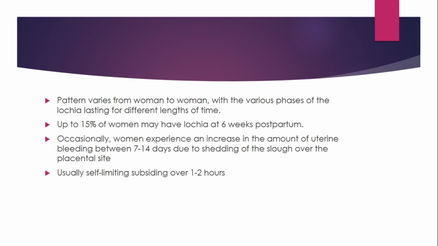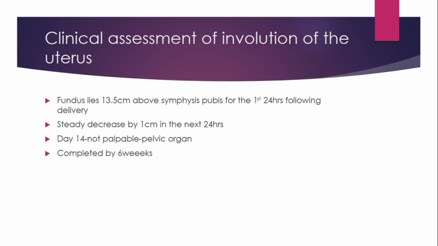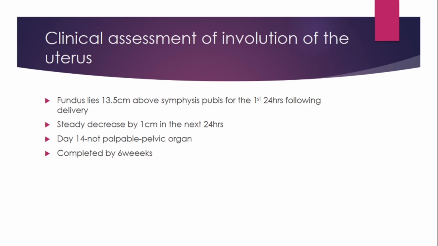Occasionally, some women may experience an increase in the amount of uterine bleeding between 7 and 14 days due to shedding of the slough over the placenta site, but this is usually self-limiting. Now, how do you assess the involution of the uterus? The fundus lies about 13.5 centimeters above the symphysis pubis for the first 24 hours following delivery, and a steady decrease by 1 centimeter in the next 24 hours. By day 14, the uterus is no longer palpable per abdomen. It's now a pelvic organ, and this is completed by 6 weeks.